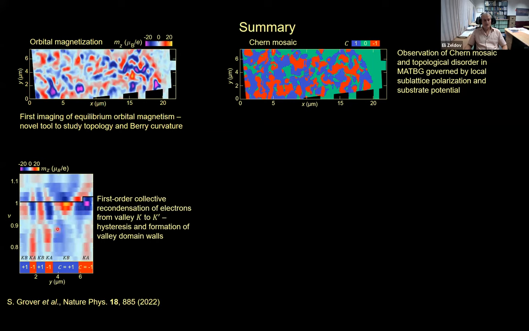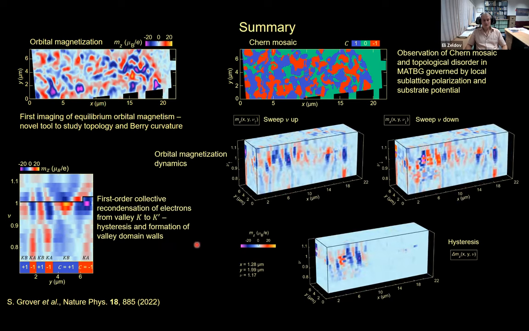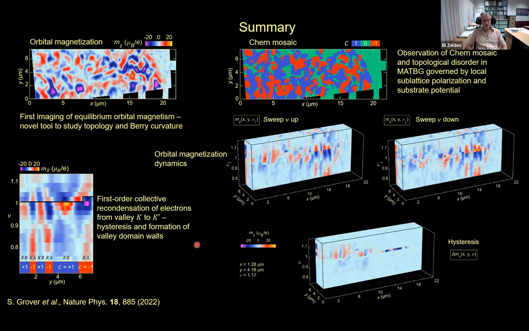The last point is that we observe a first order transition in which the electrons recondense from valley K to K prime, giving rise to hysteresis and formation of domain walls. So let me leave you with this movie of orbital magnetization, and thank you for your attention.